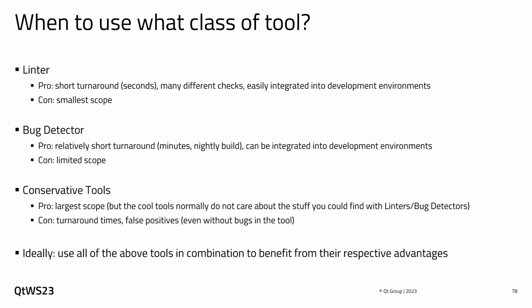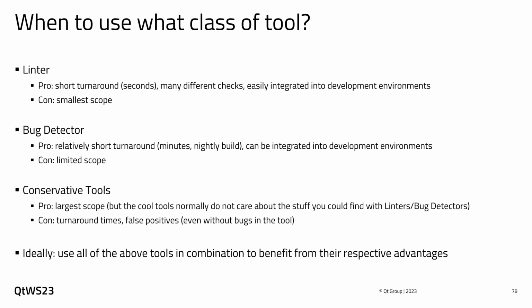So the ideal setup is you use all of the different tools for their respective purposes at different points in time. You could use a linter that is consistently configured with the bug detectors and conservative tools. Then after doing your commit and push, something happens on your pull request. That could be the bug detector. And in the nightly build, when everything is merged back into your overall system, that would be a good place to use the conservative tools.